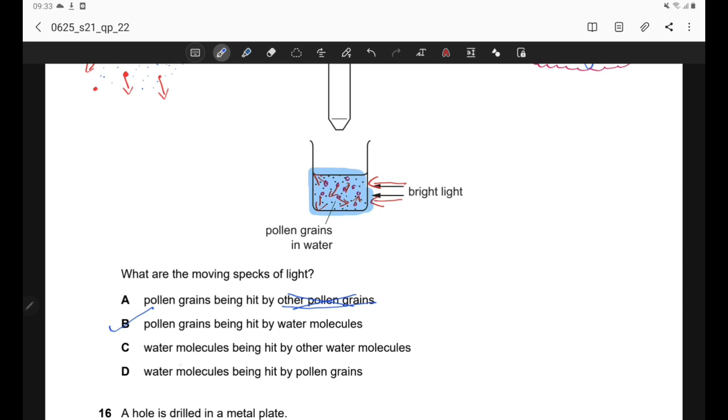Option C says water molecules being hit by other water molecules. No, we cannot see water molecules. Option D is also saying we can see water molecules, which are being hit by pollen grains. Just the opposite thing is happening. So the correct answer is option B. So this point is very important. Pollen grains being hit by water molecules. It can be pollen grains or smoke particles or dust particles, which will be hit by the water molecules or gas molecules where they are suspended.